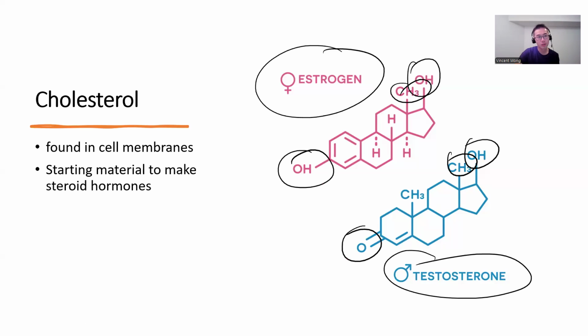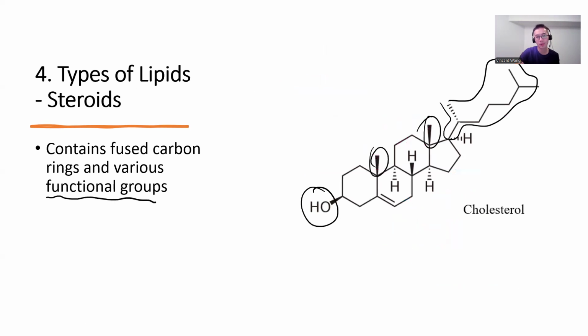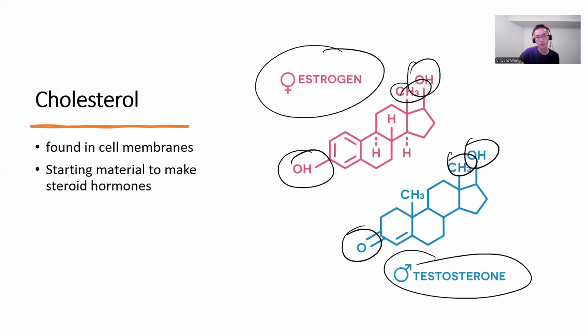If I show you a picture with 4 rings in it, and I ask you what it is, you can safely say that it is a steroid. You wouldn't be able to tell whether it's testosterone, estrogen, or cholesterol. I don't expect you to memorize its structure, but I do expect you to know when you see 4 rings, the safest bet is that it belongs to a steroid. So cholesterol is an example of steroid.